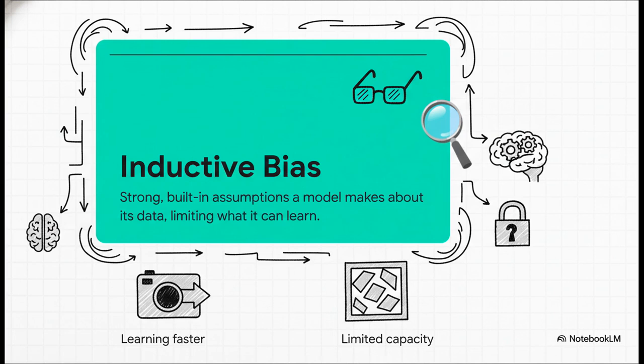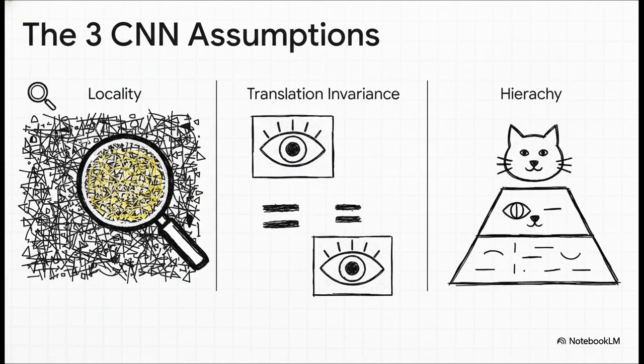So this whole process makes CNNs really powerful, for sure. But it also makes them very opinionated. In the machine learning world, we have a term for this, a strong inductive bias. What that really means is that the model comes preloaded with a set of built-in assumptions about how images are supposed to work. And that's a classic double-edged sword. On one hand, it helps the model learn way faster, but on the other, it really limits what it's even capable of seeing.